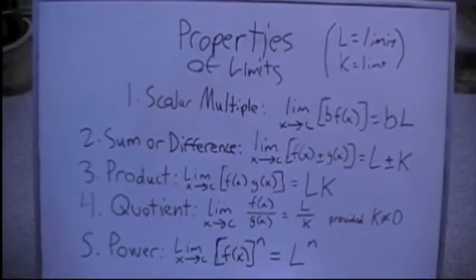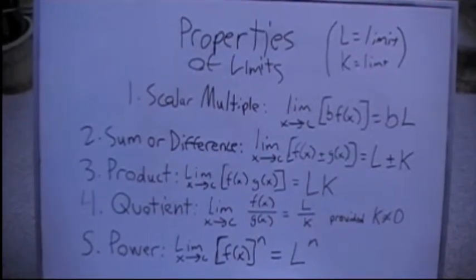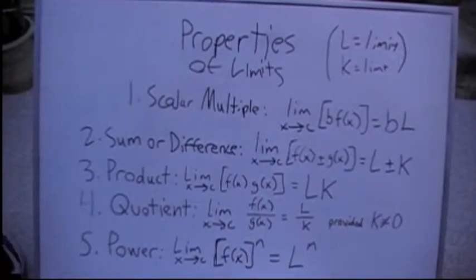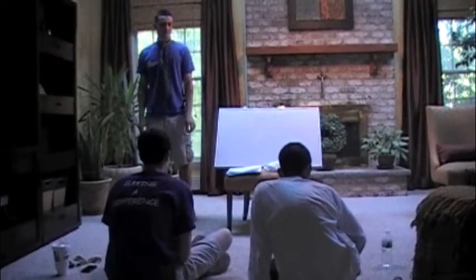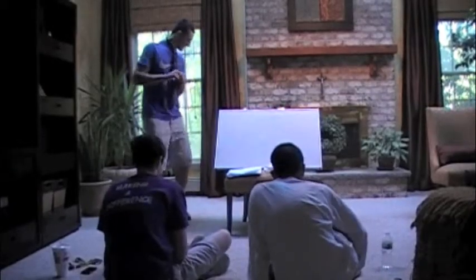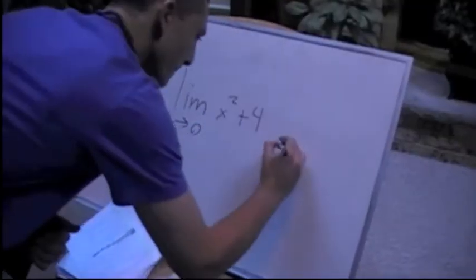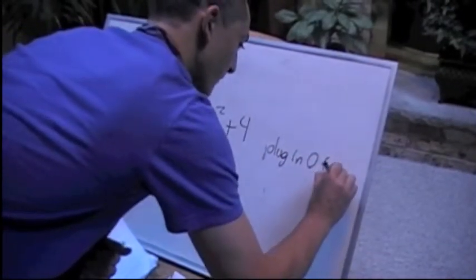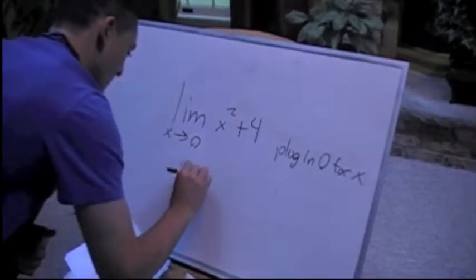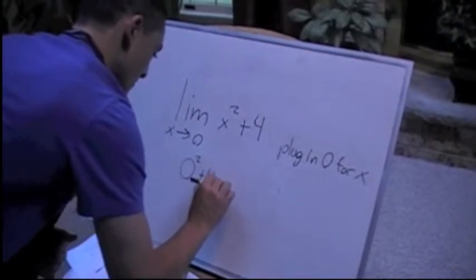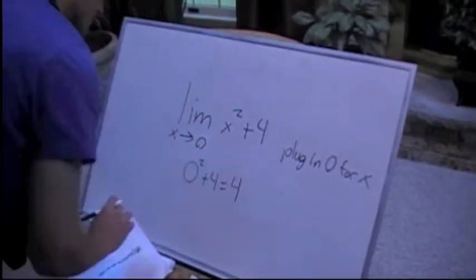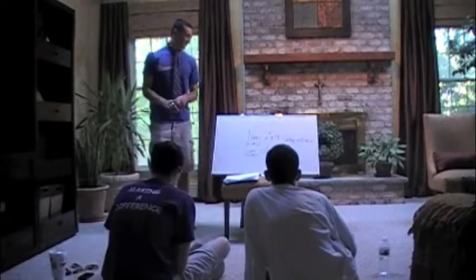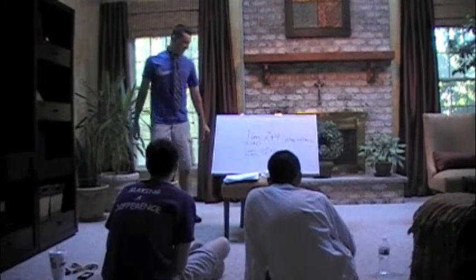Some properties of limits include scalar multiple, sum or difference, the product, the quotient, and power properties. Okay, Mr. Victor, can you show us an example of a problem? Sure. That seems easy. Okay, Kevin, then do this problem.